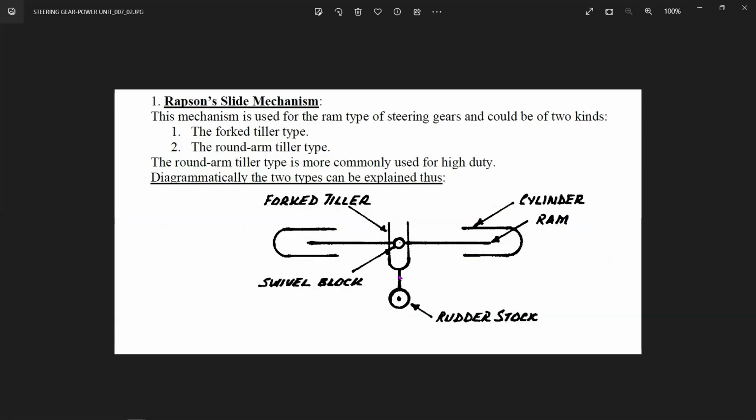That means you need to have this exactly perpendicular in the midship position. So misalignment cannot be taken care of in this fork tiller mechanism, because here the clearances have to be very perfect.